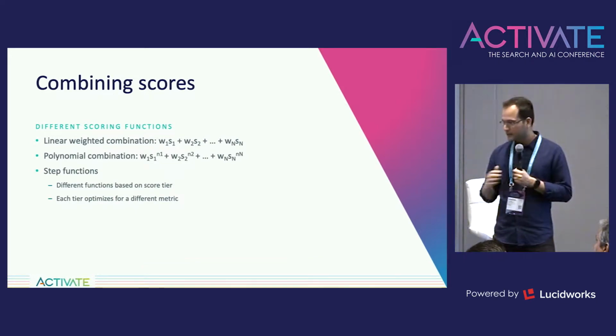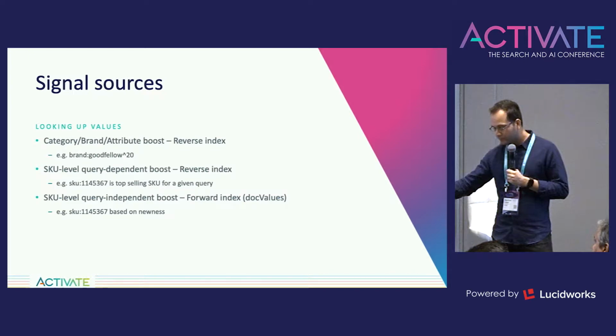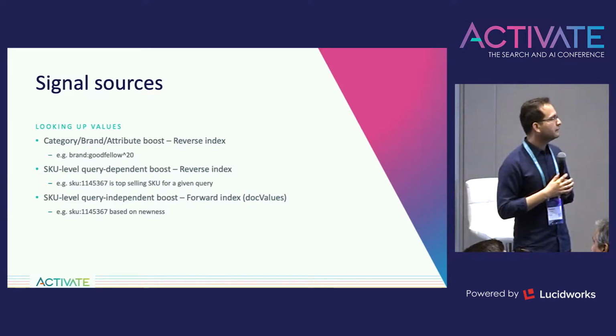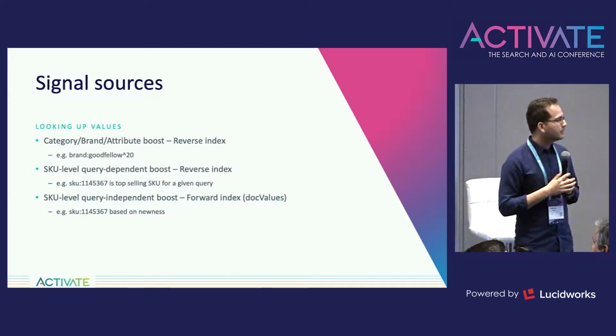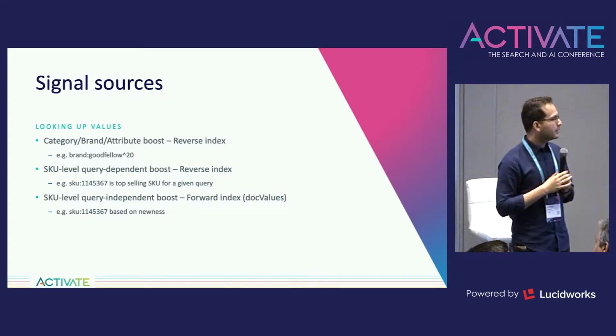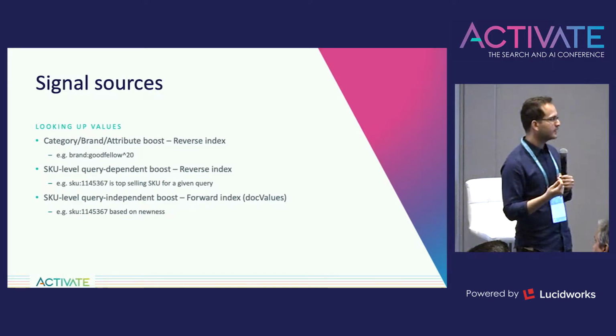So let me move on to exactly what kind of signals and scores we want to blend. One example, like I said, is a brand or a category that you're super sure of. So let's say a brand, Goodfellow or whatever. You would look this up basically in your reverse index.